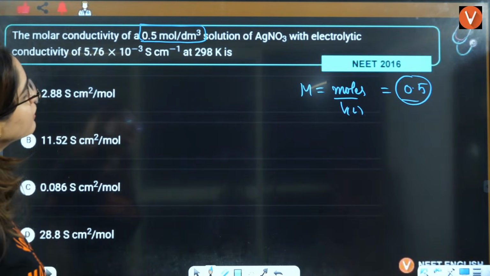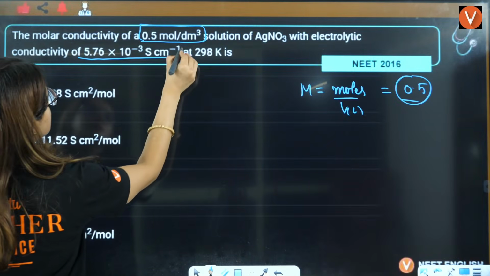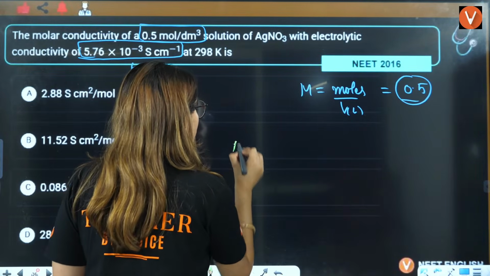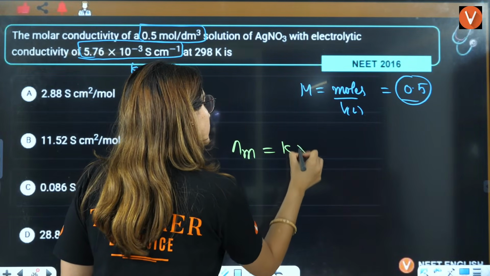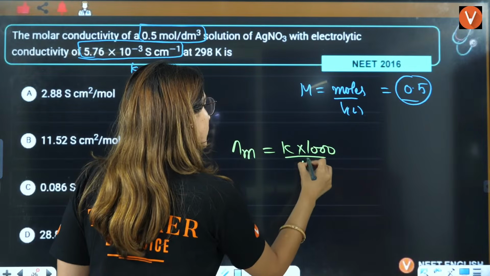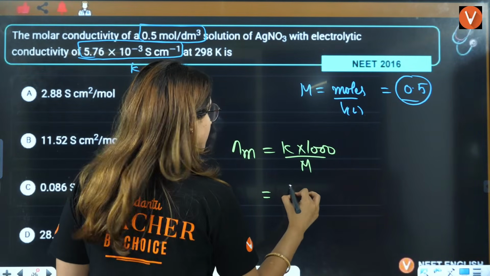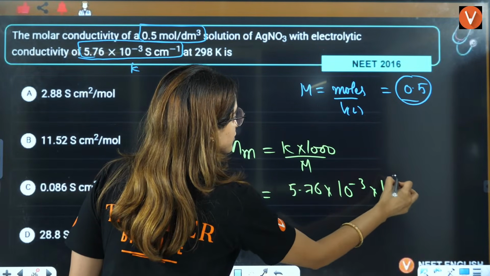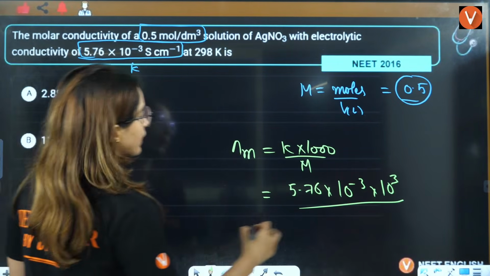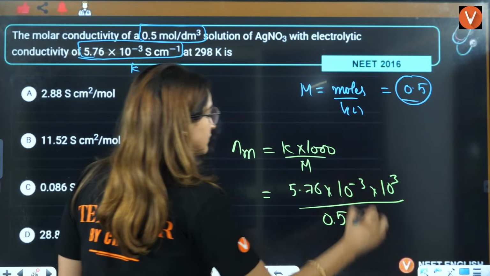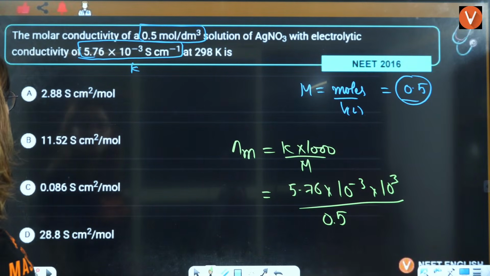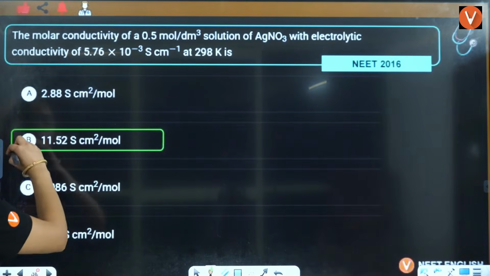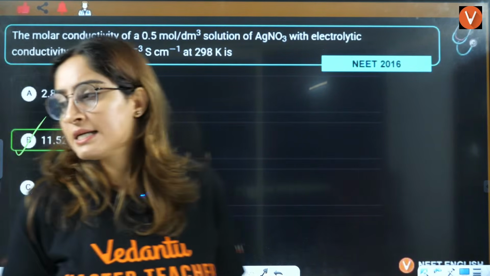Now they have given kappa, this is kappa. Now simple, you can just apply the formula kappa into 1000 divided by molarity. Kappa will be 5.76 multiplied by 10 raised to minus 3 into 10 raised to 3 divided by 0.5, and this is going to be the answer. It is going to be 11 point something. So the answer is going to be 2B, the correct answer here, right?